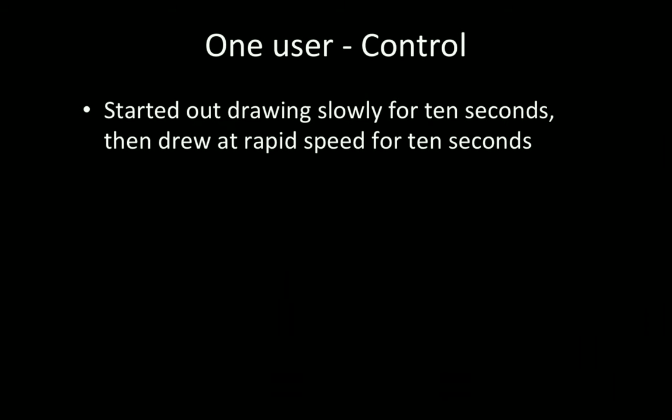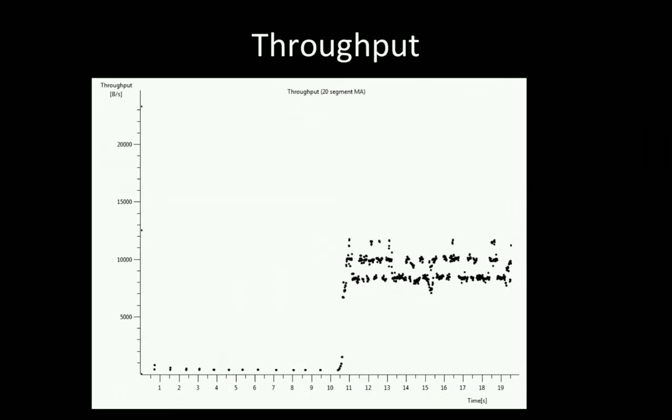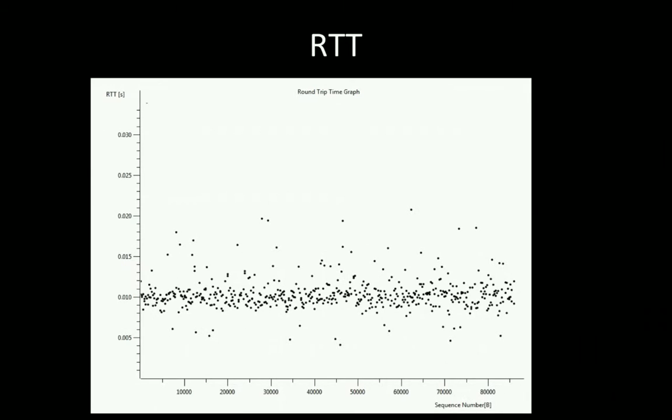situations. Our first situation was the control group. We started with one user drawing very slowly for 10 seconds and then increasing to a rapid pace for the second 10 seconds. As you can see by this graph, the number of packets sent increases dramatically when the user draws at a faster pace. This is also shown by analyzing the throughput. The interesting thing is that the round-trip time is held constant throughout the experiment. This means that even when drawing rapidly, the user will not see any lag from the server.